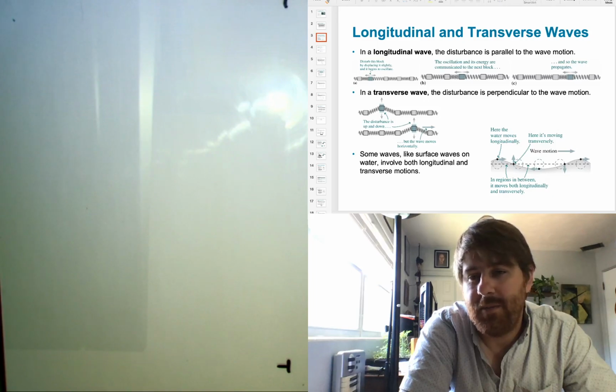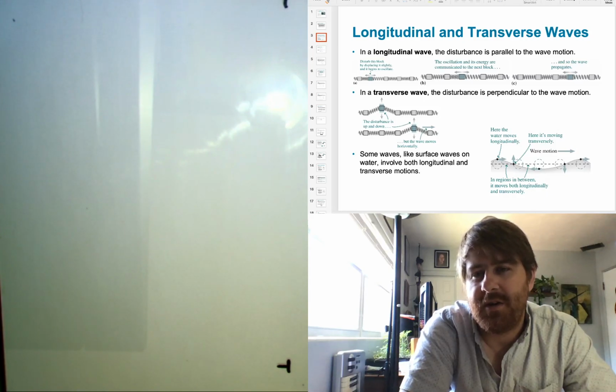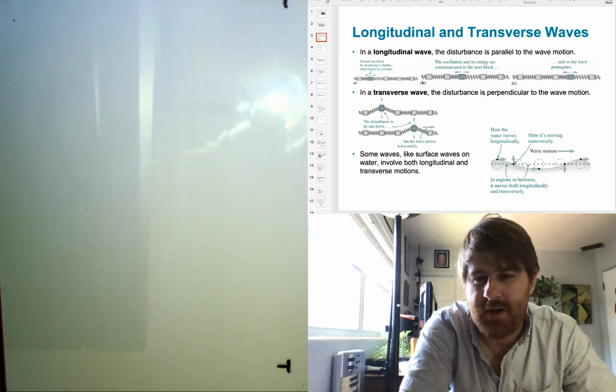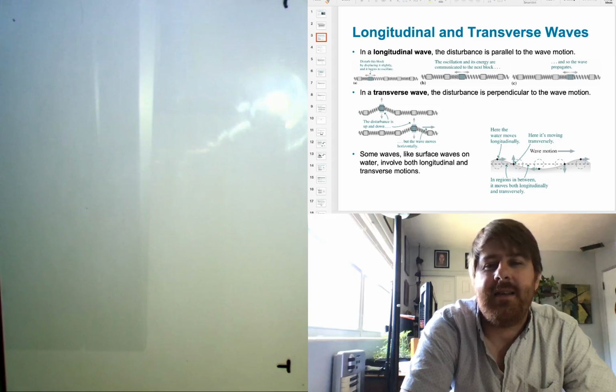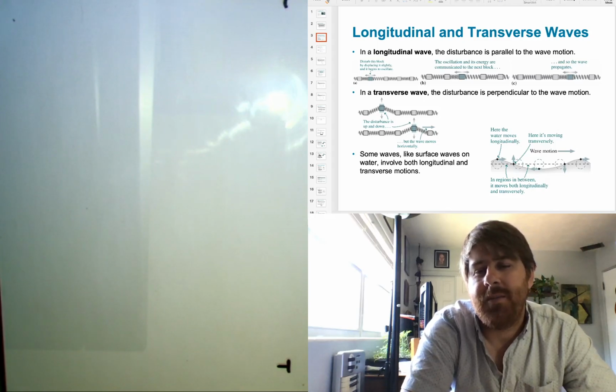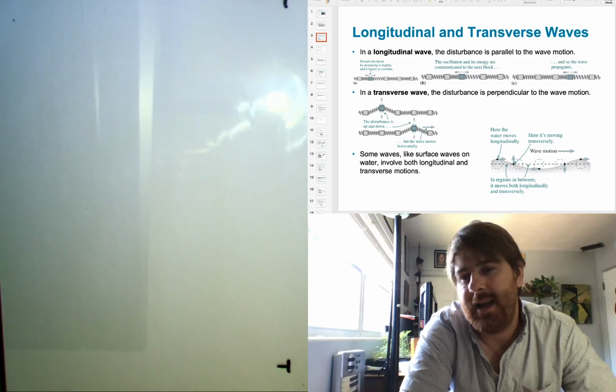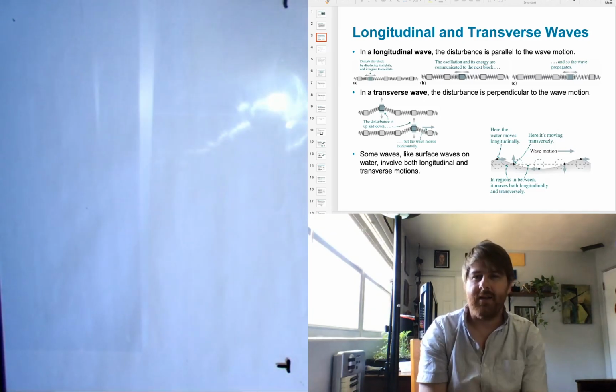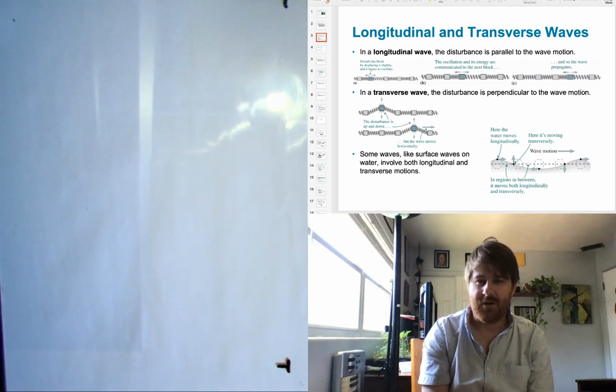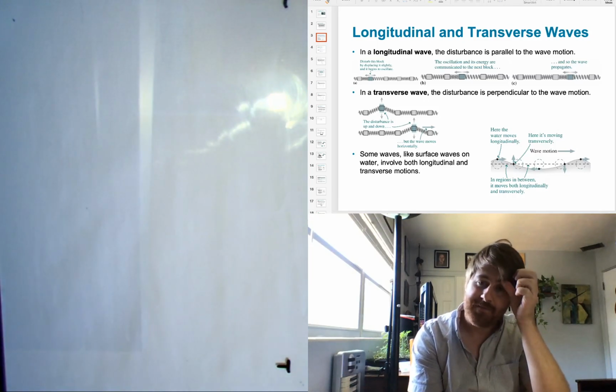Water waves are a little bit more complicated. They have both transverse and longitudinal components, and that's because the water moves in a circular fashion as the wave propagates through. You can imagine just watching a duck on a lake, and as a wave from a passing boat comes by, the duck moves forward and down and back and up. And its motion is a circle as the wave propagates by.